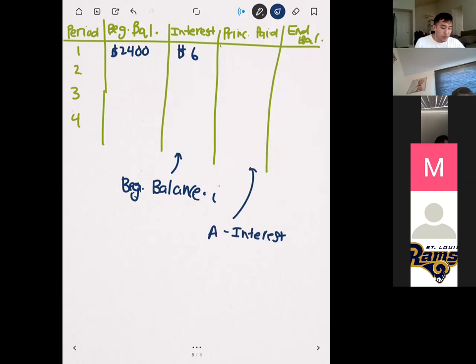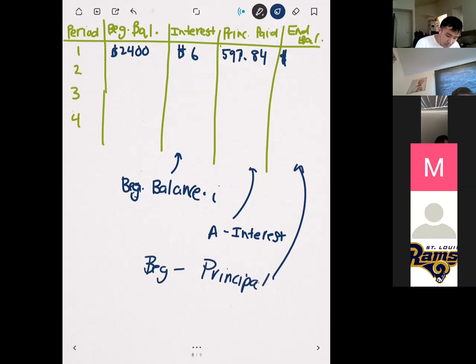In order to get the principal paid, we take our uniform payment amount, which was $603.84, and we subtract the interest from that. If we do that, we get $597.84. And then finally, our ending balance is just our beginning balance minus principal paid. So here we have $1,802.16.